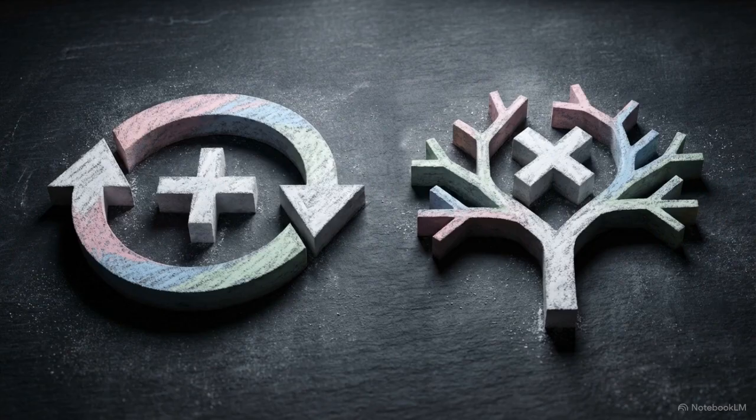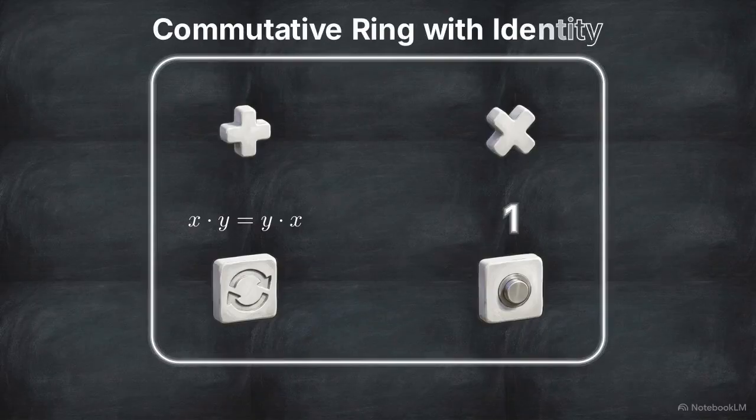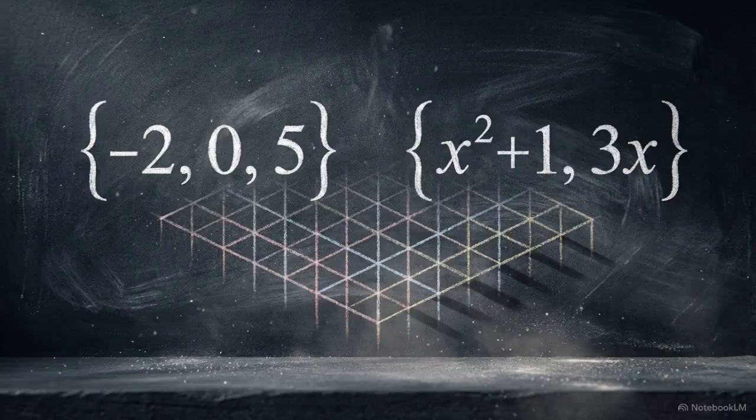What survives is a set of elements forming a commutative group under addition, where multiplication remains associative and distributive. We establish 2 final constraints. Multiplication must be commutative, meaning x times y equals y times x, and the scalar value of 1 must exist. We now have a commutative ring with identity. The set of all integers operates exactly this way. The same is true for polynomials.